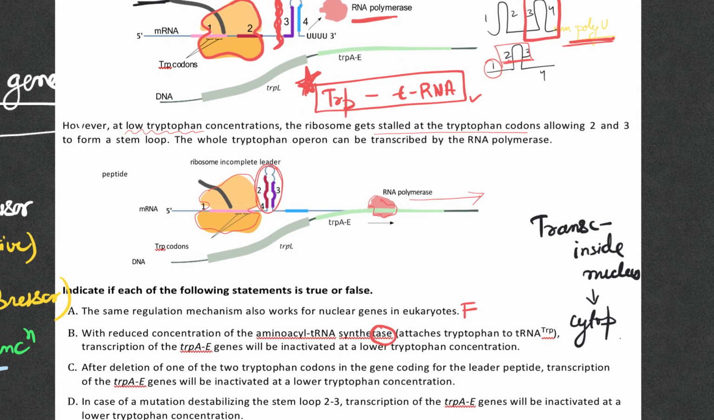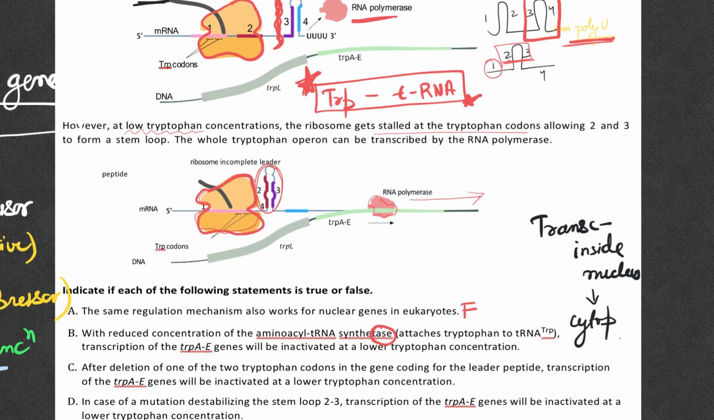So the question says, if there is less of this enzyme, transcription of the trpA-E genes will be inactivated. Now let's think about it. If I do not have the enzyme, irrespective of the tryptophan concentration, I do not have the complex. If I do not have the complex, the ribosome will wait for it.